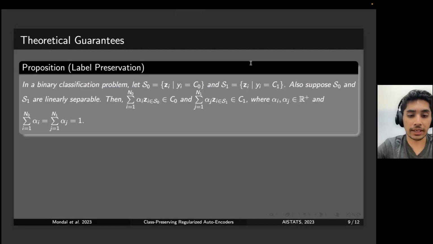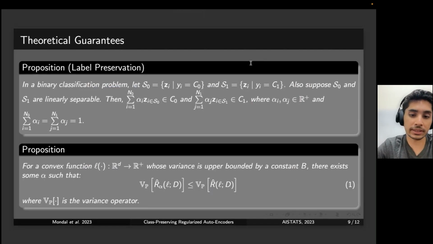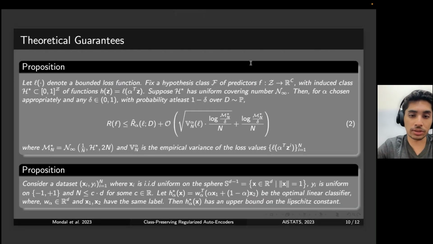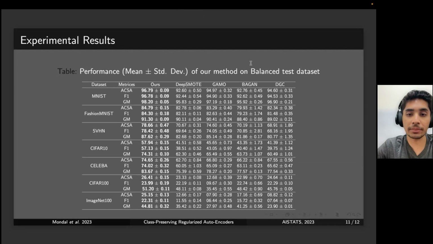Next, we can also show that if we choose the appropriate mixing coefficients, then the variance of the empirical risk obtained using our method will be smaller than that obtained using the naive methods. Now, using this previous result, we can directly provide a PAC bound on the empirical risk using straightforward concentration inequalities. Further, we also show that under our setting, one can obtain a linear classifier whose Lipschitz constant is upper bounded, which reduces the chances of overfitting.